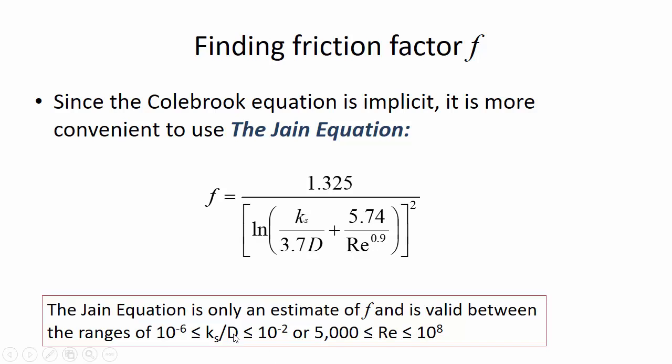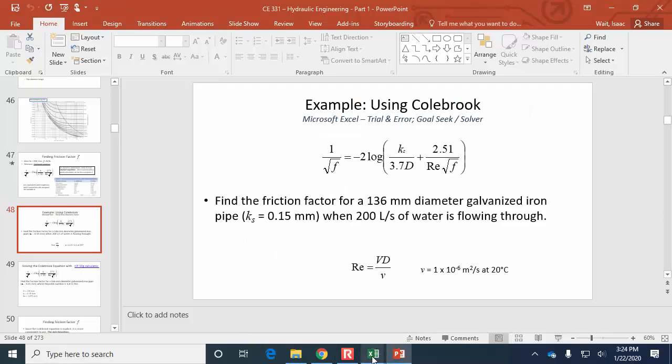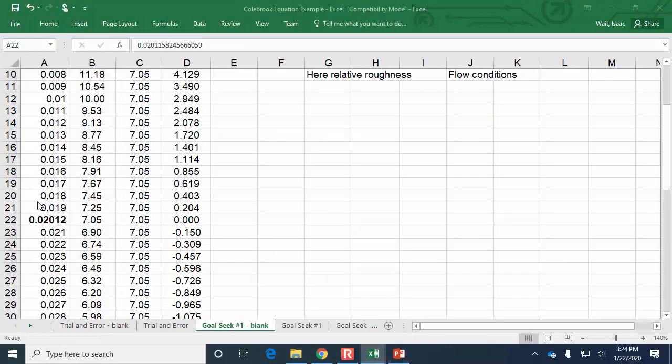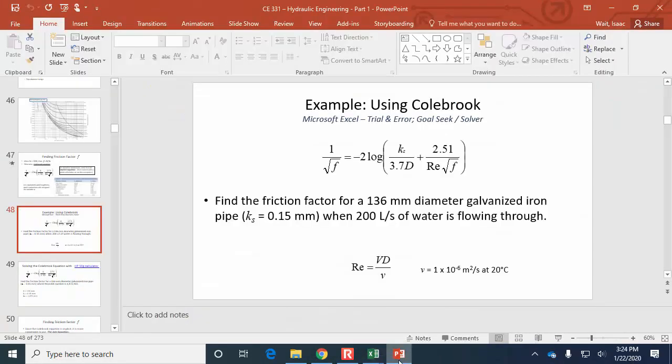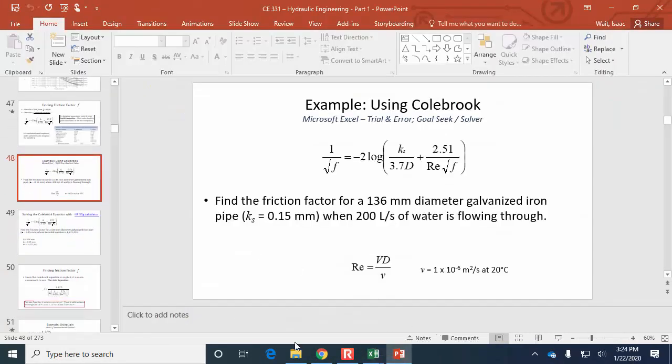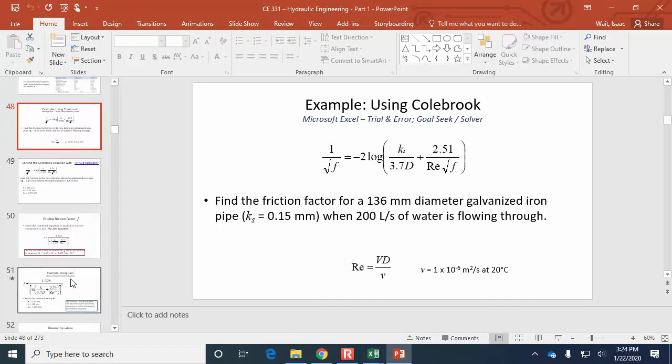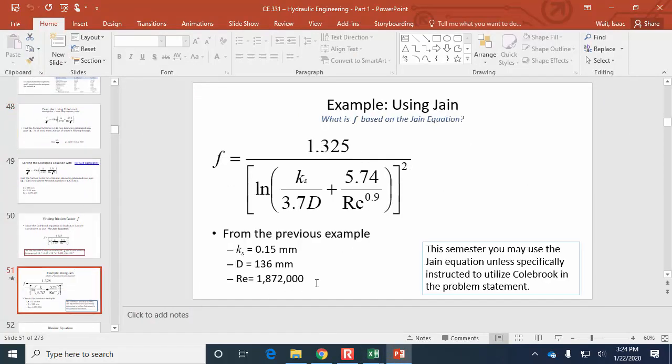So we should be getting an f value that's pretty close to what we saw with the Colebrook equation. This is the exact f value. What I'd like you to do is use the Jain equation to find the approximate f value.